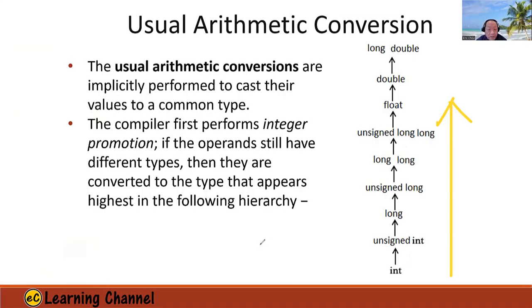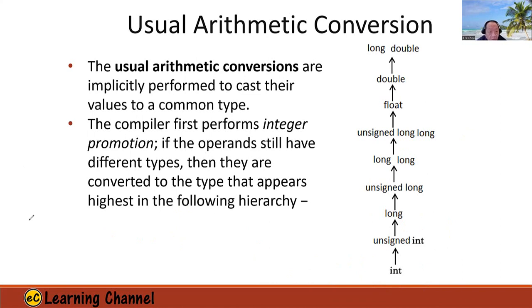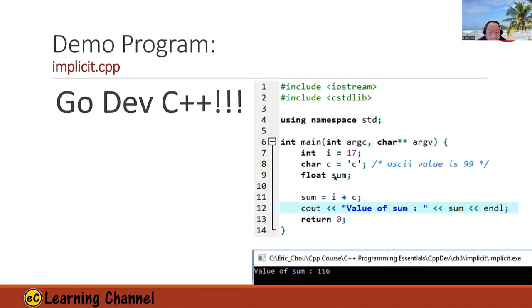So you have an integer A equals 3, and then double D equals A, that's fine. Well, that's actually okay, but integer A equals D, that's not okay. You cannot convert a longer form to a shorter one. So this one shows you the relationship of who is longer, who is shorter.